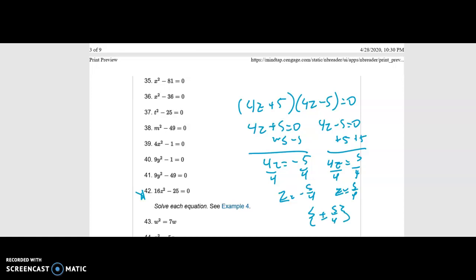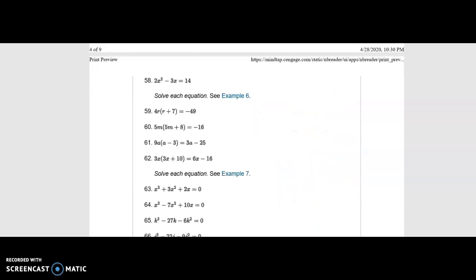Hopefully this is helping and you're seeing what we're doing. I'm going to now give you a couple more examples where the terms are going to be all over the place. You're going to have to bring them all to one side, then factor. Okay, we just went ahead and ramped it on up. What if I have something that looks like 61?